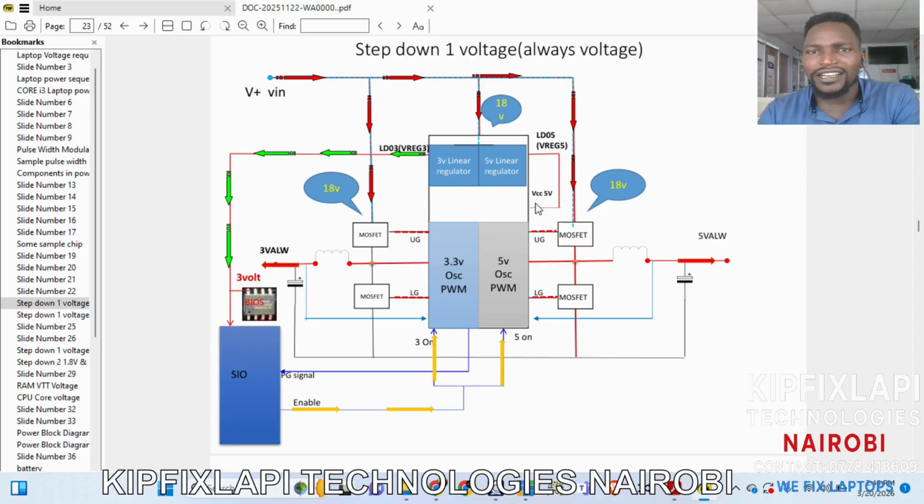This is the VCC for this IC. So meaning this IC operates under what? 5 volts.